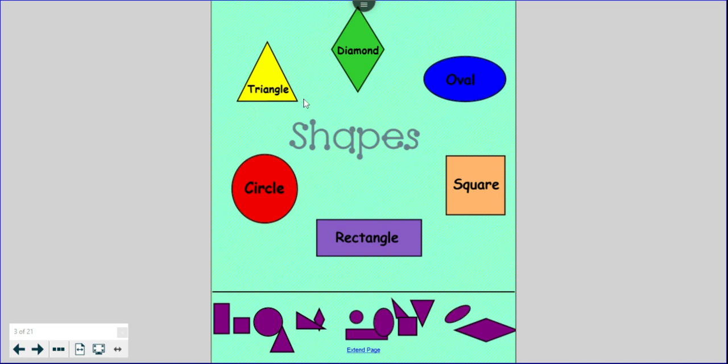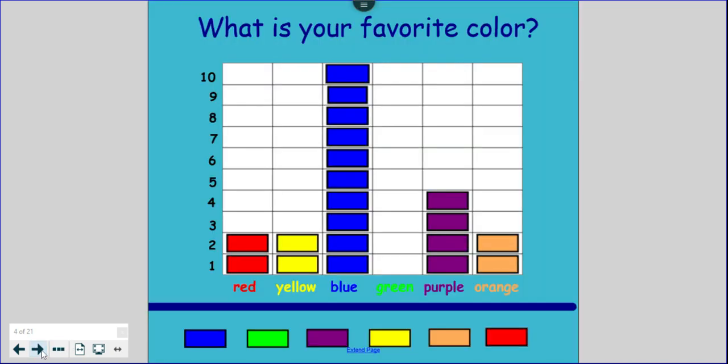Awesome. I hope you told someone in your house that a triangle has 3 sides, 3 pointy corners, or maybe you told them that a triangle has straight lines. Those would all be good things to know about a triangle. Awesome. Let's keep going.